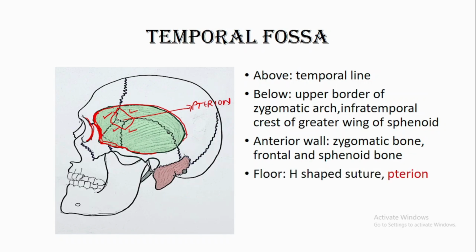So this pterion is basically present 4 centimeters above the middle point of the zygomatic process and 2 centimeters behind the frontozygomatic suture. This is the frontozygomatic suture. 2.5 centimeters behind this frontozygomatic suture is the pterion, and 4 centimeters above the midpoint of the zygomatic arch.